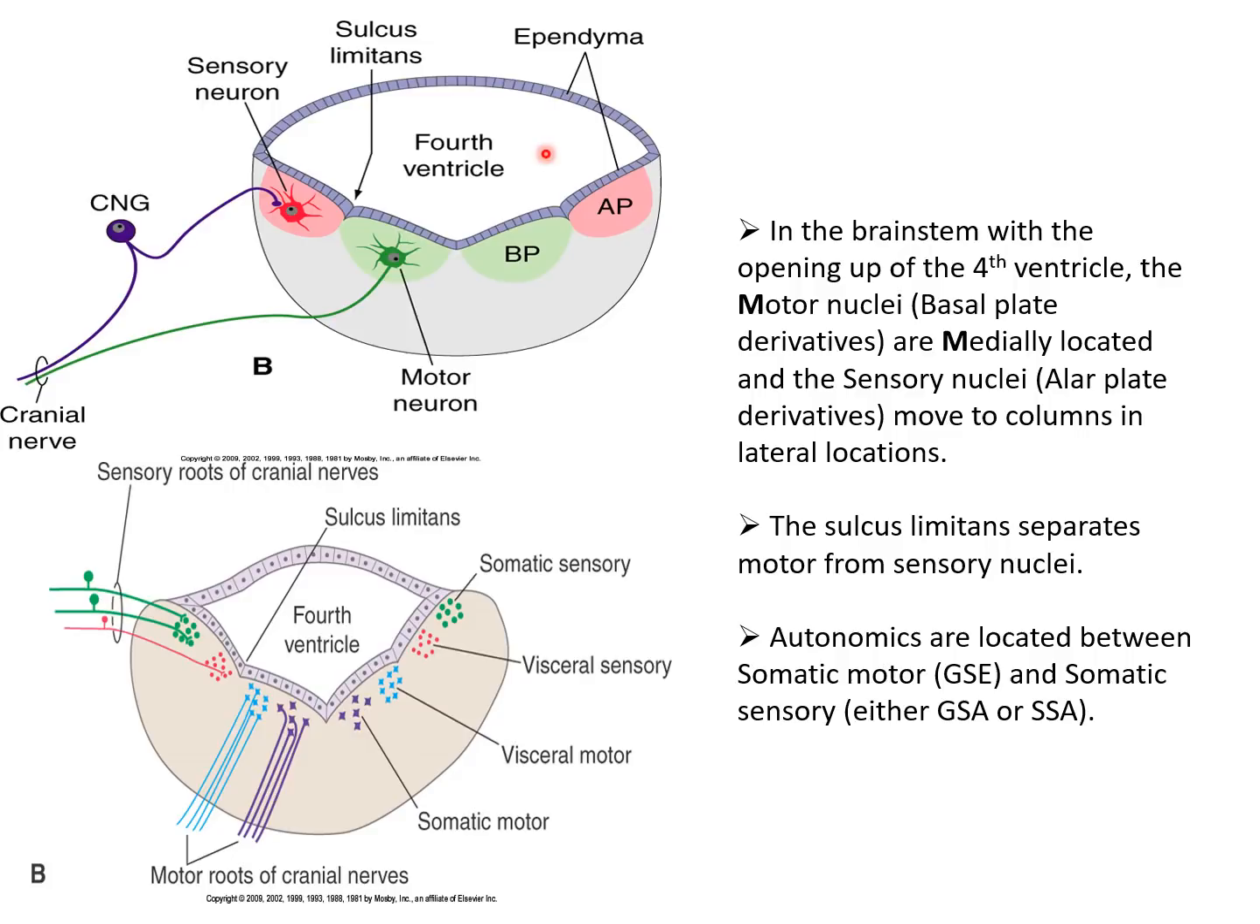But because of the opening up of the fourth ventricle, which is the equivalent of the spinal canal in the spinal cord, the sensory nuclei, which would have been the dorsal horns, rotated out, and the sensory nuclei in the lateral position are the equivalent of the dorsal horns in the spinal cord. And we see those represented here for the sensory inputs, the motor outputs, somatic motor and somatic sensory. And we recognize that the visceral sensory and the visceral motor nuclei tend to be located in between these somatic sensory and somatic motor.